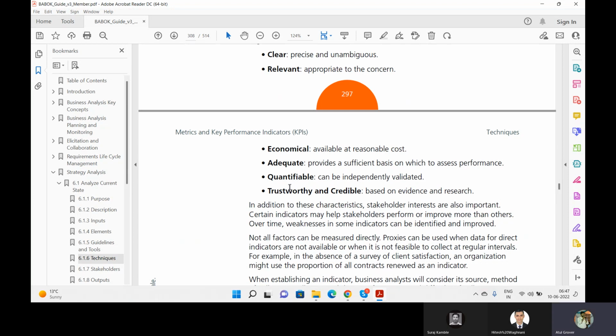And at last, trustworthy and credible. You can believe this data. You can believe this evidence and take a decision accordingly. So this is the first element, called the indicator.